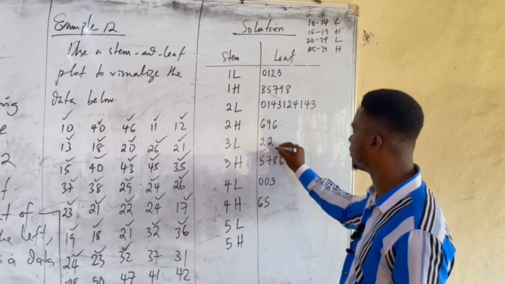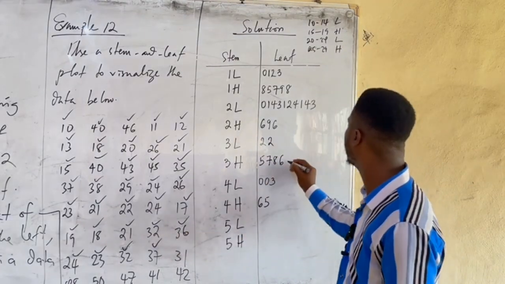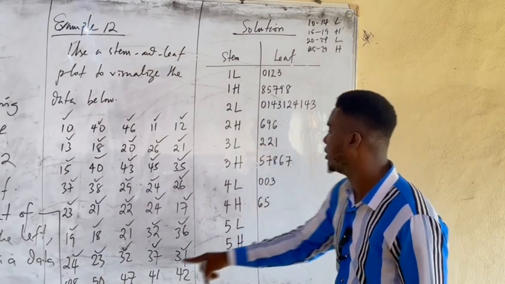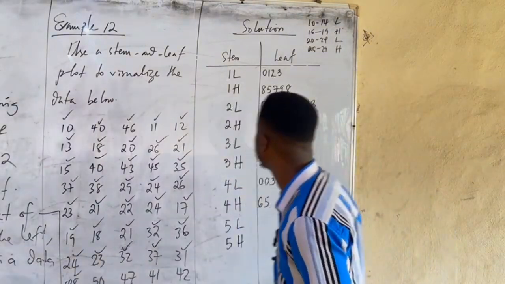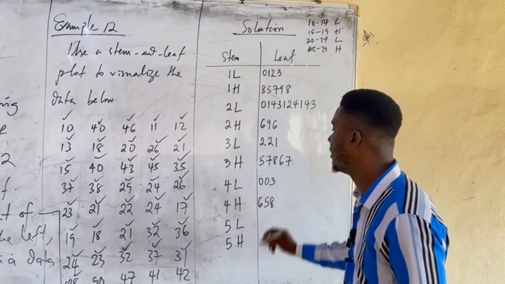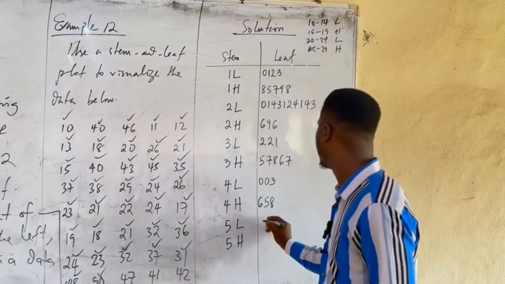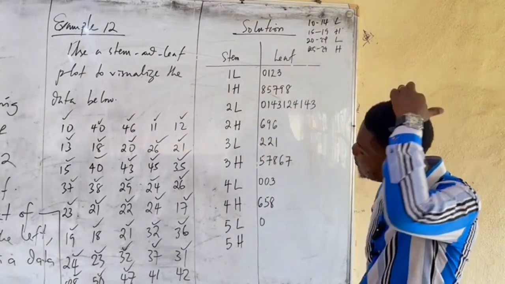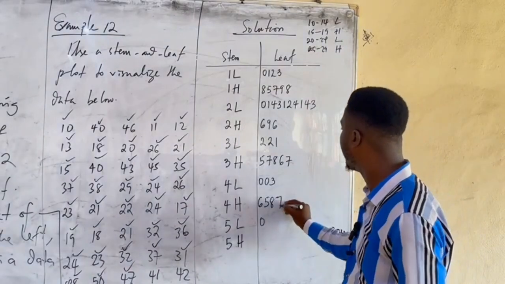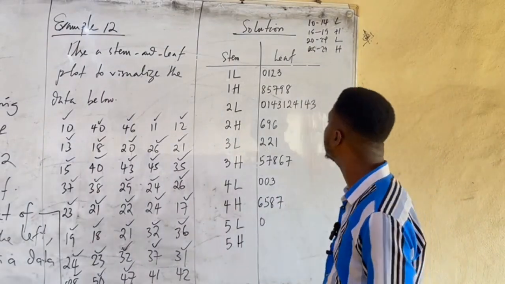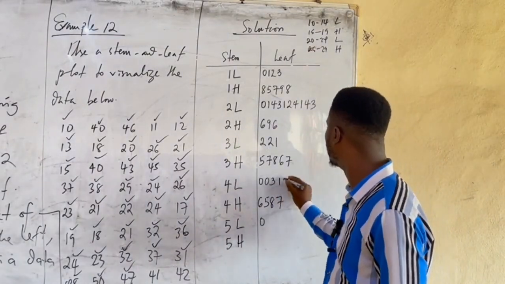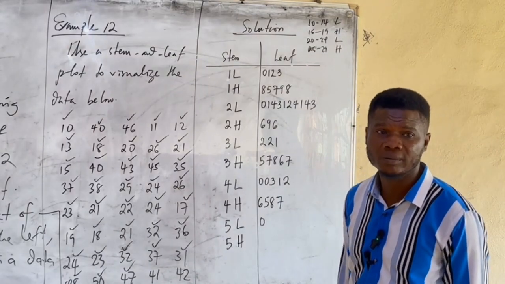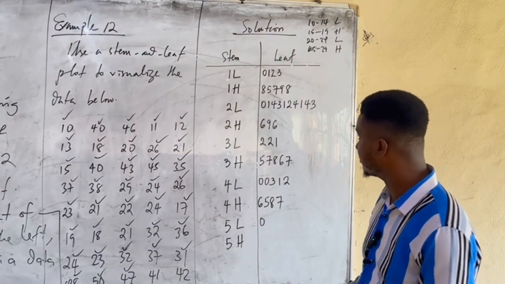So I'm going to put here 37, 31, 48, 4 high, 50, 5 low, 47, 4 high, and what? 41, 42. This is a stem and leaf plot. Is it difficult? So it is not.